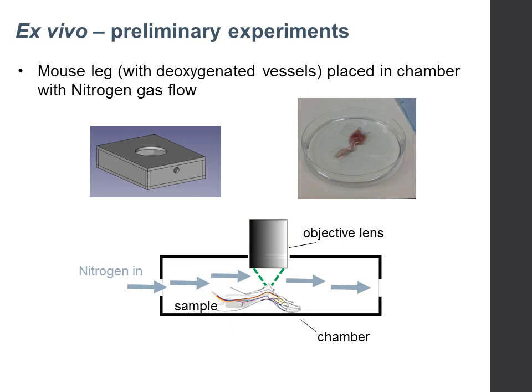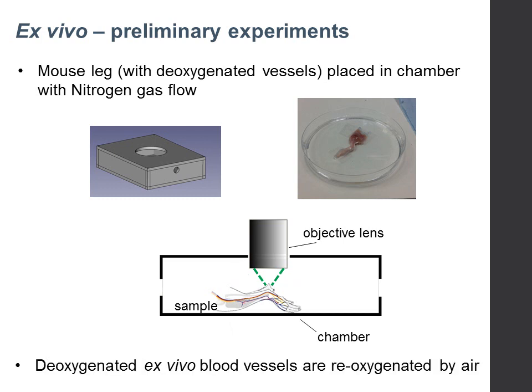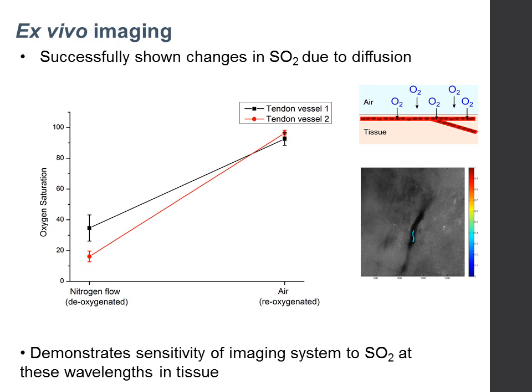So what I did was I took a mouse leg and put it in a chamber through which nitrogen was flowing. We took images at this point, assuming that it would be deoxygenated, and stopped the nitrogen flow, allowed the superficial vessels to reoxygenate, and we wanted to see that we could measure the increase in oxygenation, and that's exactly what we saw, which was just two examples. Basically it just demonstrates the sensitivity of the imaging system to oxygen saturation using these wavelengths.